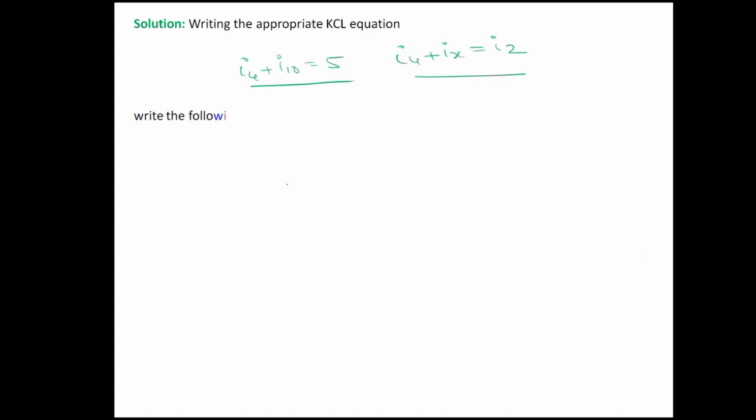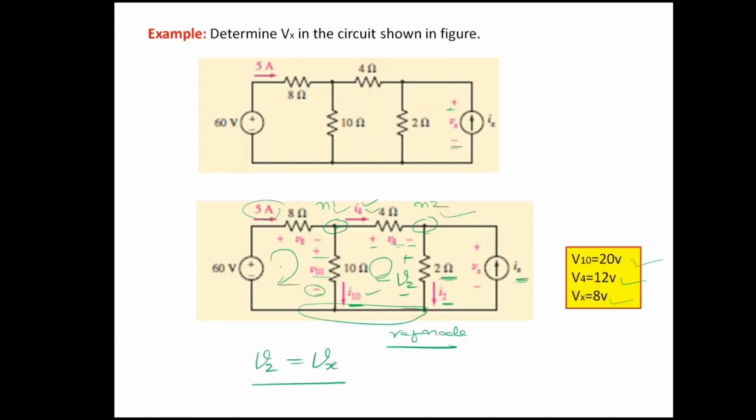Now we write the KVL equations for the two loops as I mentioned earlier. Let us once again go to the circuit. This is loop 1 and this is loop 2. Let us write the KVL equation for loop 1. In loop 1 we have a voltage source with a magnitude of 60 volts and voltage drops of V8 and V10. Therefore, as per the definition of Kirchhoff's voltage law, the algebraic sum of the voltages in a closed loop is 0.